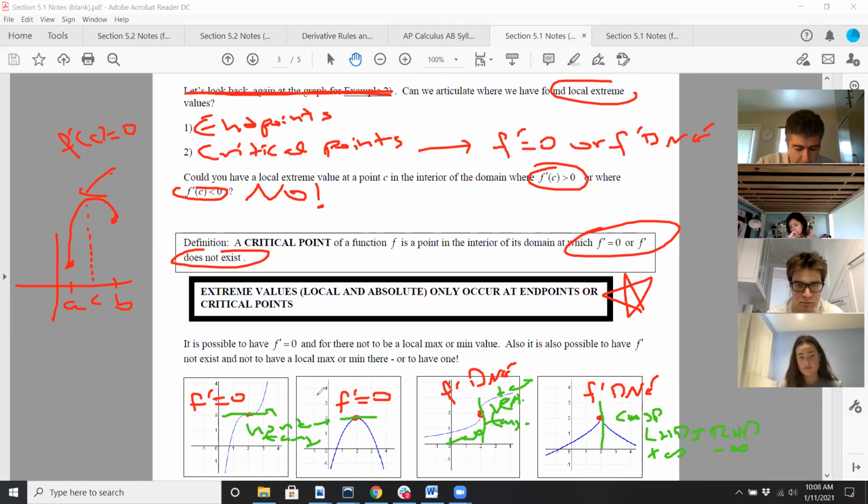And if we read the blurb on the bottom, I don't want to move the screen yet, but it says, however, if there are local max or min values, we'll only find them at critical points or endpoints. So that's where we look. So we look at endpoints and critical points. Critical points are when the derivative is 0 or does not exist.